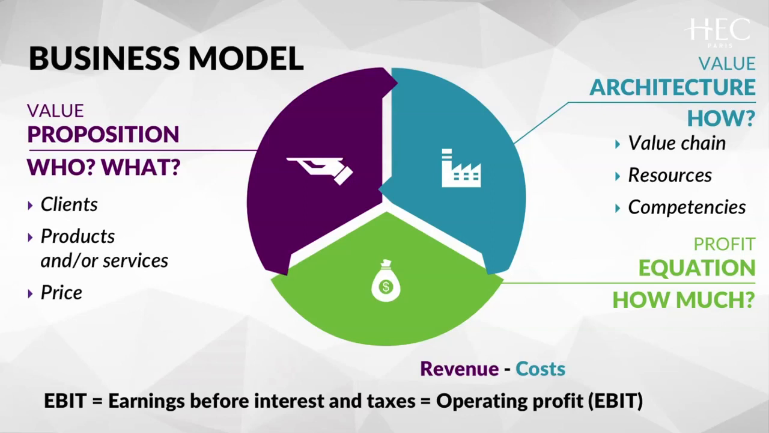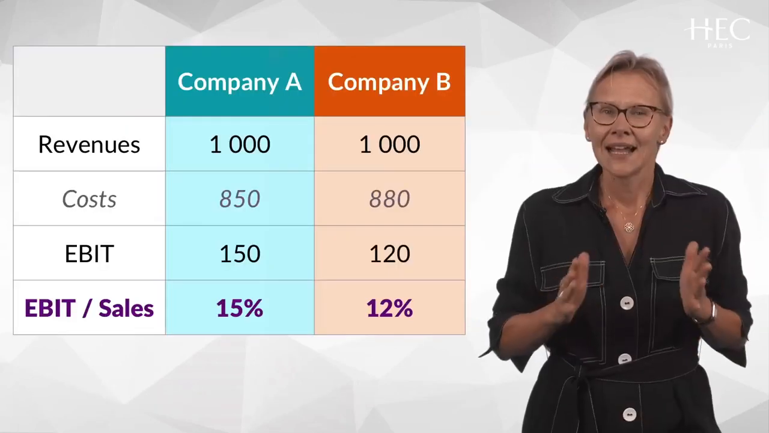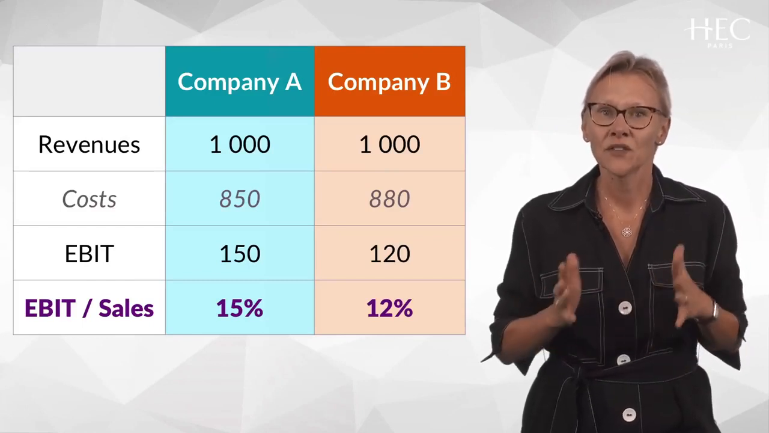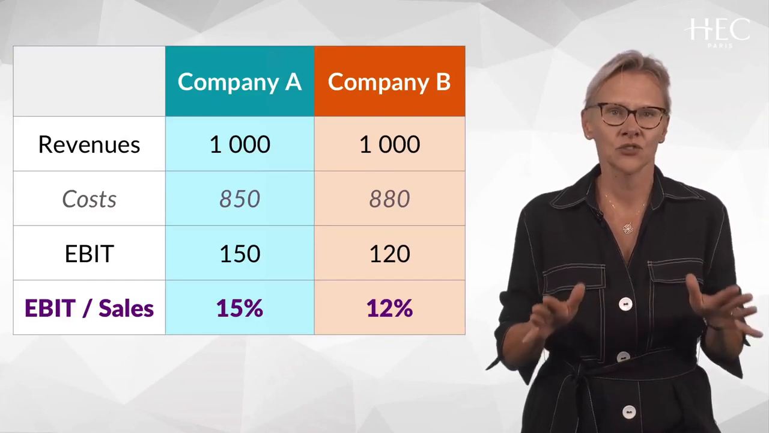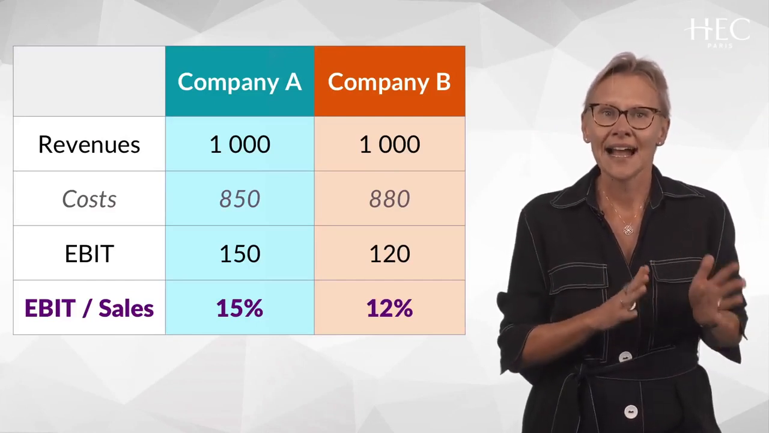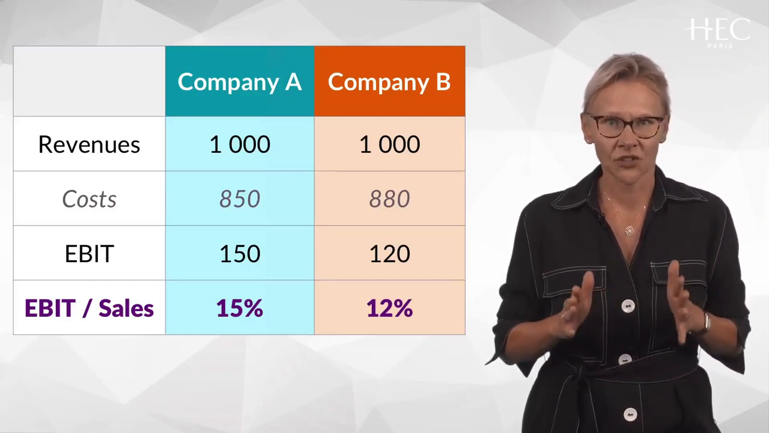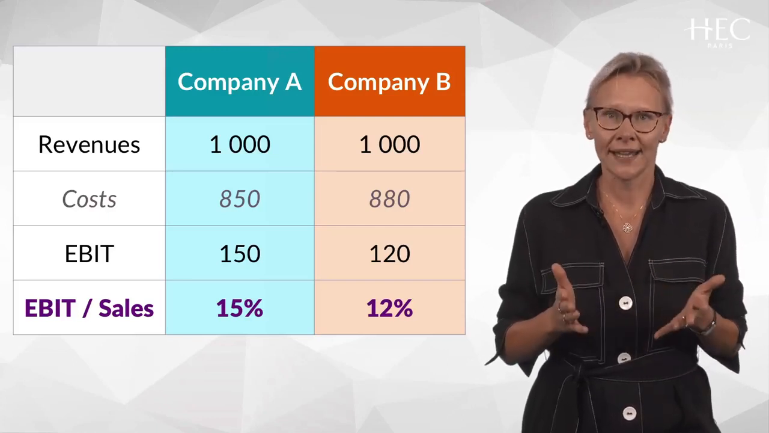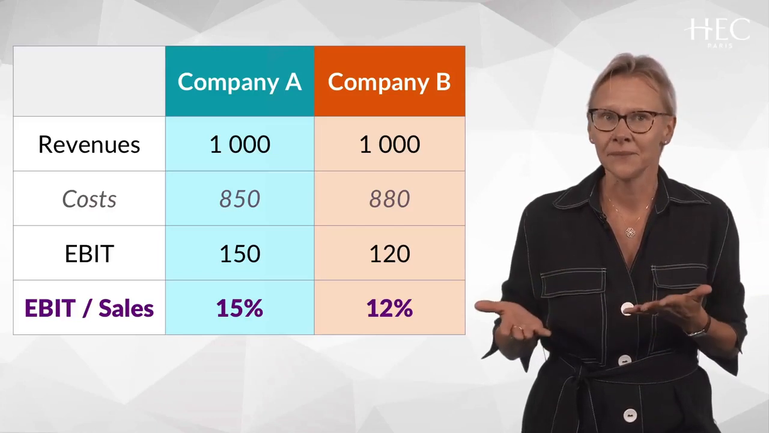The EBIT is what is left when the company has paid all its costs. Let's now consider two companies, A and B, with both the same revenue, 1,000 euros. A has 850 euros of costs and B 880. So A has a better EBIT than B.